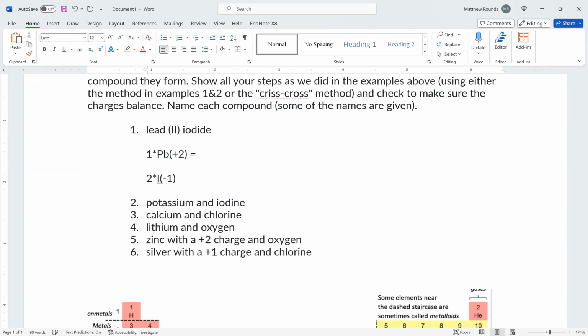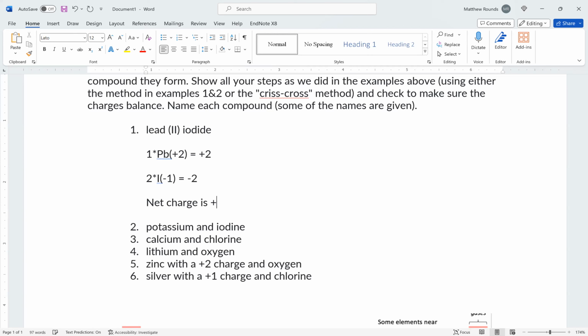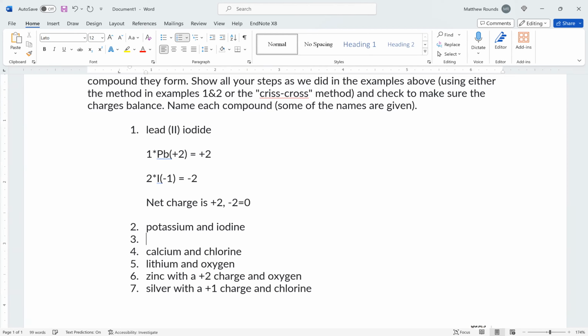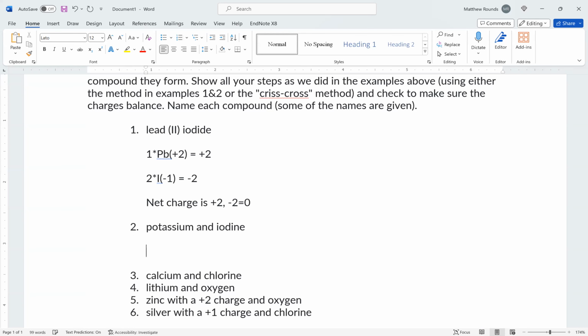So if you have 2 of them, does that make a -2 charge? Isn't 2 times -1 -2? Yeah, sorry, my bad. I was rethinking it. Okay, so the net charge is +2 -2, which equals 0. So that's what I believe they're looking for here.